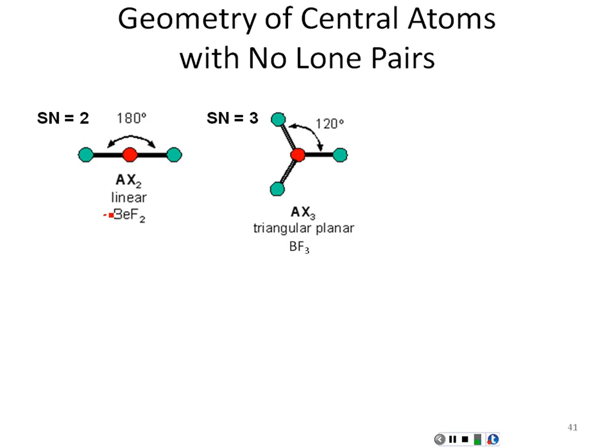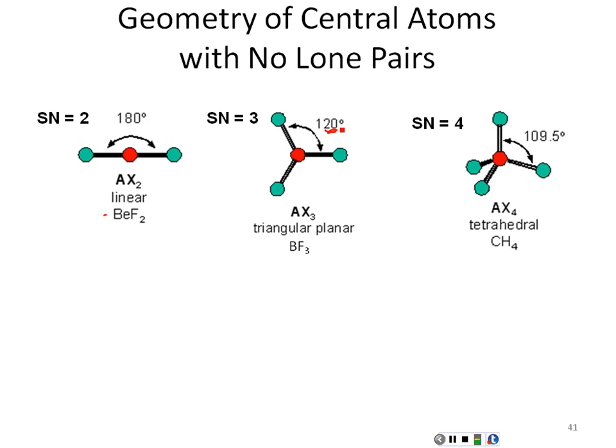If we move up to a steric number of 3, now our formula becomes AX3, a center atom with 3 atoms surrounding it. And the geometry for an AX3 molecule would be trigonal planar. The bonding pairs try to spread out to minimize that repulsion, and what you end up with is a molecule that's planar in the form of a triangle, and the bond angles are 120 degrees.